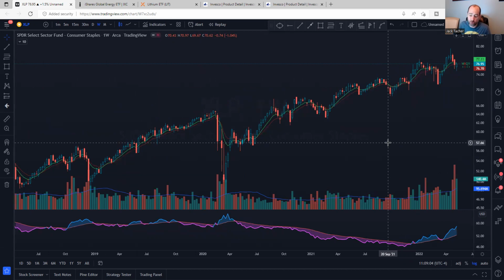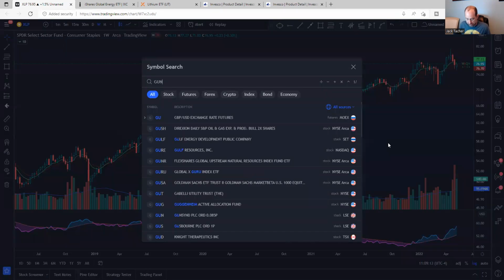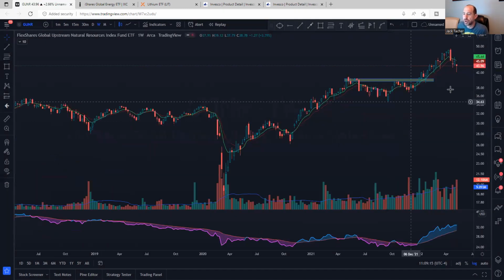Let's move on to materials. And the one I was expecting to really thought would be good was that Gunner one, right? And again, this is not the setup, but I want to just show it. So Gunner was one that is a really neat one because it's got some oil names, has commodity names, has a lot of different things in there.